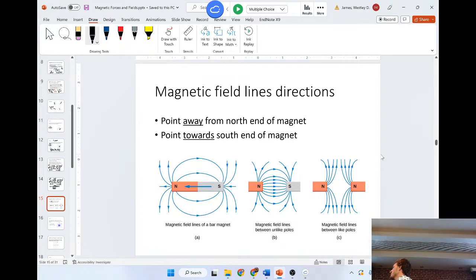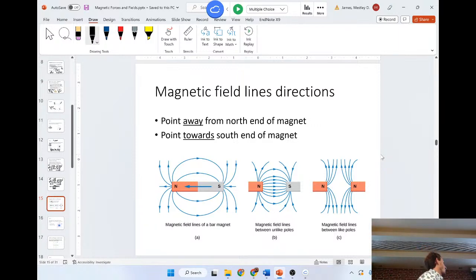And you can see here a bunch of different situations of what it would look like. With one bar magnet, the lines all go from the north and then curl back into the south. If you have a north and a south, they go away from the north into the south. If you have two norths, they kind of repel each other, just like the magnets would.